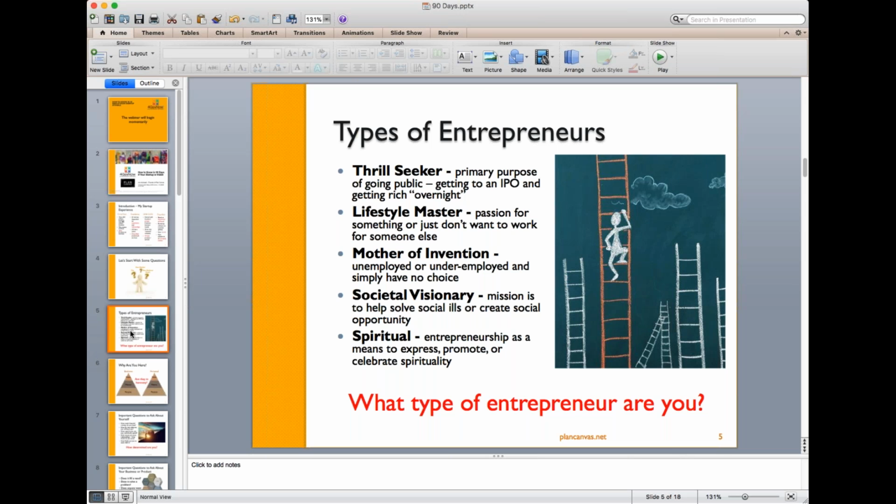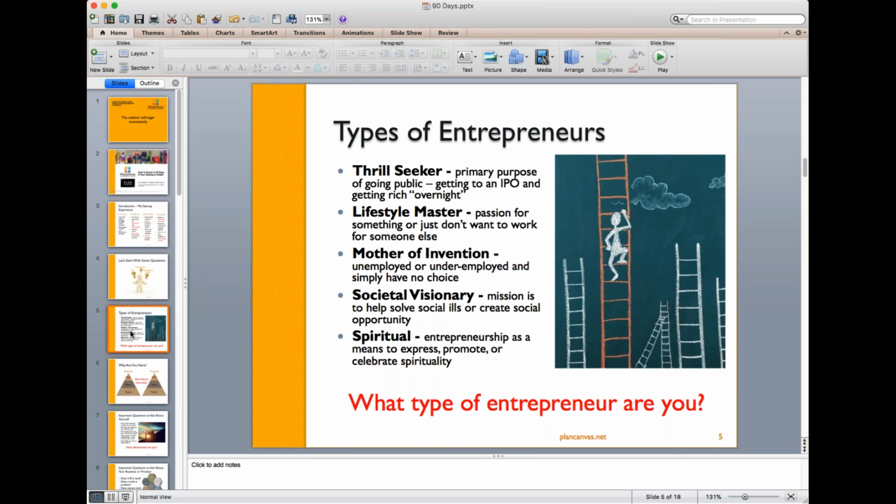Right? There's the thrill seeker, what I call the thrill seeker. This is the person whose primary purpose in starting up a business is to go public, to get to that IPO and sort of that get rich overnight quick scheme. I put that in quotes because there's no such thing as overnight. One funny thing one person told me was that they were in the 7th year of being an overnight success. And I think that's fairly common. You know, it takes a while to build up some traction for most businesses. There are some exceptions, but most of the time you've really got to put some time into it.